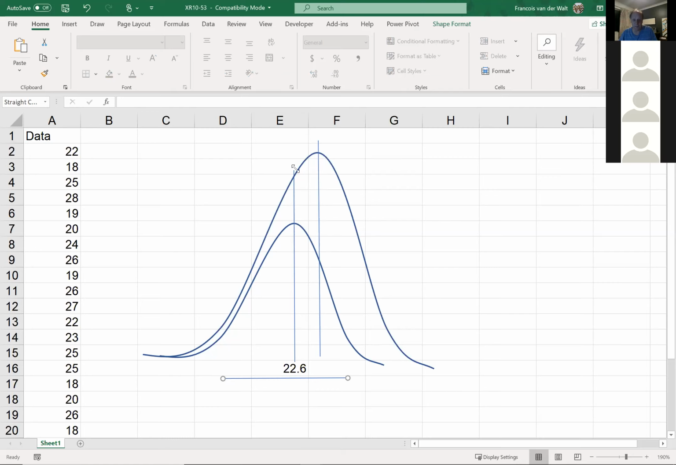I estimated 22.6, but I want to tell you with 95% certainty it's going to be between this value and that value. What did you calculate as the lower confidence limit? 21.1. And what did you calculate as the upper confidence limit? 24.2.